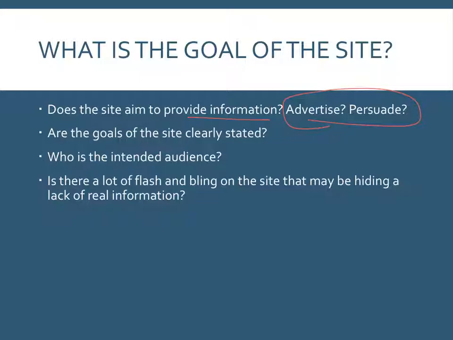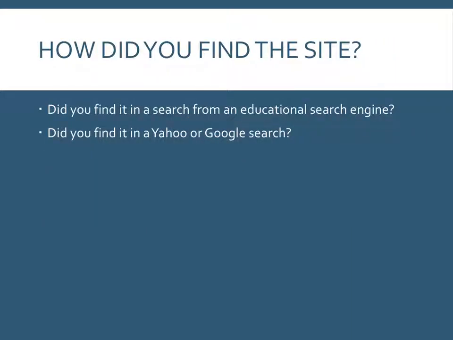Who's the intended audience? Make sure that you're using information that's actually intended for people like you, high school students who are looking for advanced information. You're not going to get depth of information from a website that's intended for a middle school audience, for example. Is there a lot of flash and bling on the site that may be hiding a lack of real information? Don't let fancy headings and fancy images convince you that it's a good source if other indicators aren't in place.